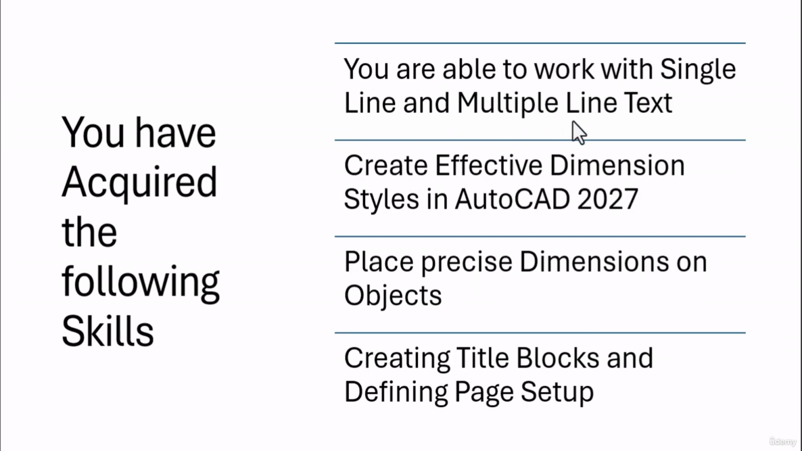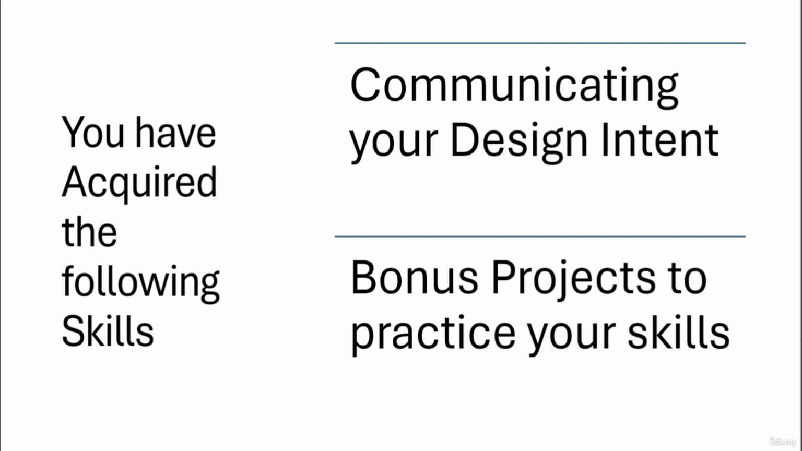You are able to work with single line and multiple line text. Create effective dimension styles in AutoCAD 2027. Place precise dimensions on the objects. Create title blocks and also define the page set. Finally, you are now able to communicate your design intent. And after this, towards the end, I have given you some bonus projects to practice your skills.